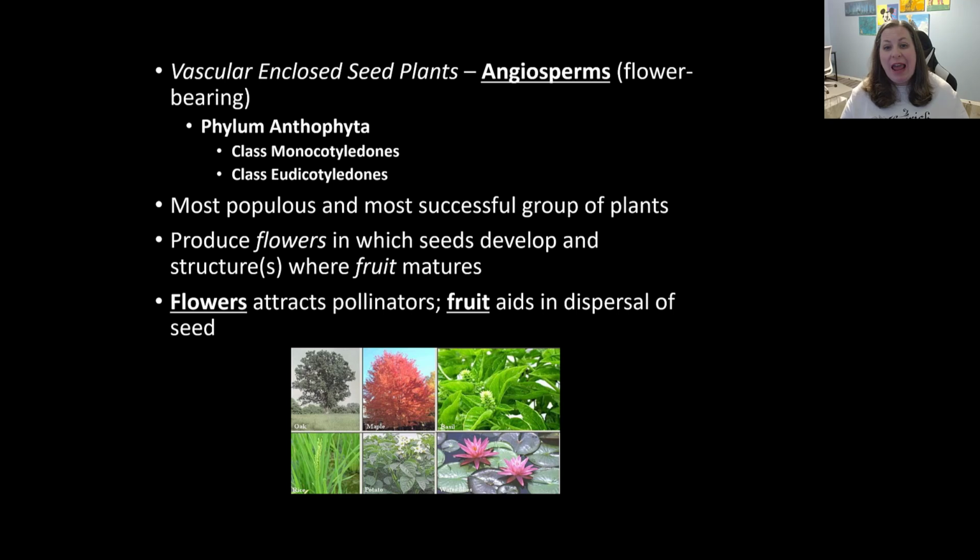And the fruit is going to aid in the dispersal of the seeds, because a lot of times the fruit gets eaten by other animals and then the seeds get carried to a far distant area in order to grow into a new plant.